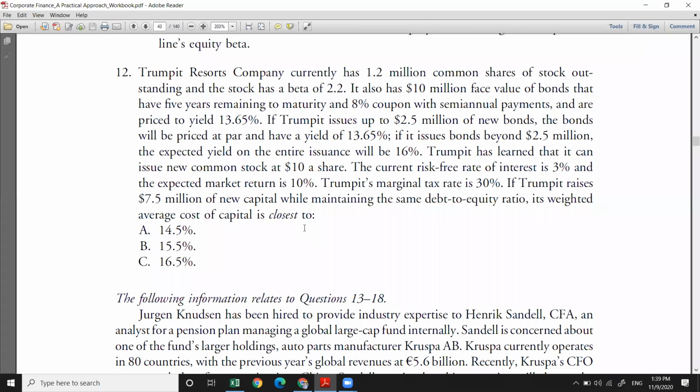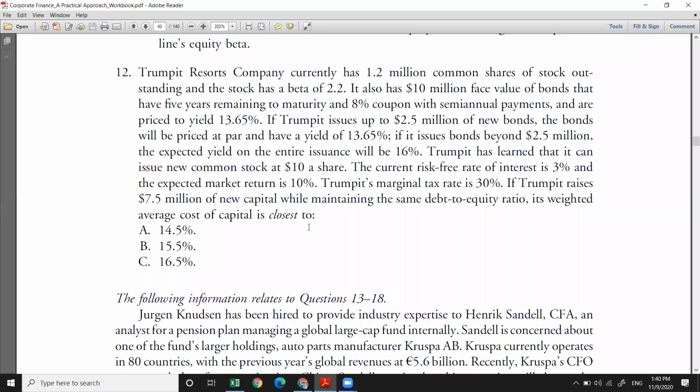Trumpet has learned that it can issue new common stock at $10 per share. The current risk-free rate of interest is 3%. The expected market return is 10%, and Trumpet's marginal tax rate is 30%. If Trumpet raises 7.5 million of new capital while maintaining the same debt-equity ratio, its weighted average cost of capital is closest to... now we need to calculate the weighted average cost of capital.